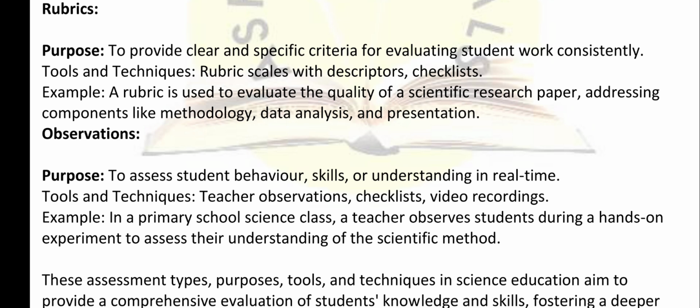Now, a rubric is used in order to provide clear and specific criteria. Criteria for what? Criteria for evaluating or assessing the student's work consistently. So rubric scales can be used with descriptors, or a checklist can also be used in order to assess. Now a rubric is used, why? To evaluate. To evaluate what? To evaluate the quality of scientific research, addressing components like methodology, data analysis, and how it was presented, right?